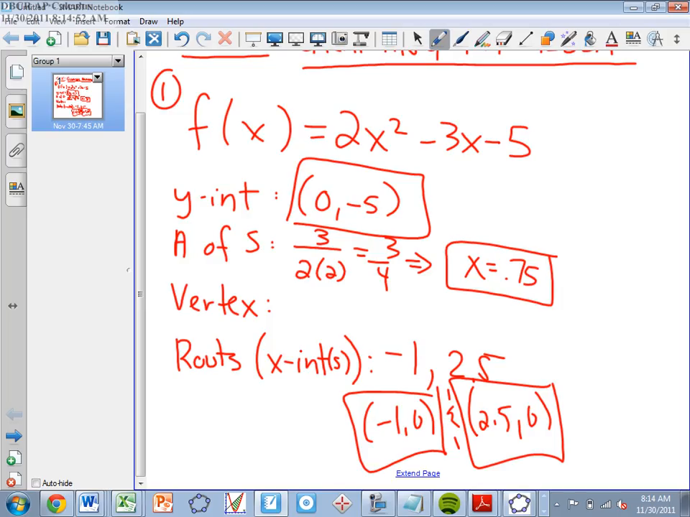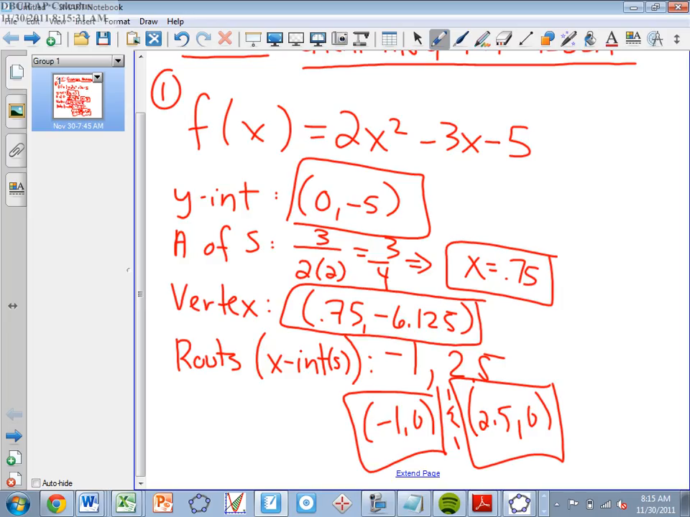Next, the vertex. How do I get the vertex? Can you take the axis into where? Which equation? Very good. Into the original function. Take the axis, plug it back into the original function. You're going to have to square 0.75, multiply it by 2, subtract 0.75 times 3, subtract 5. Juliet, what do you get? Yep, that's fine. Very good. That's correct.